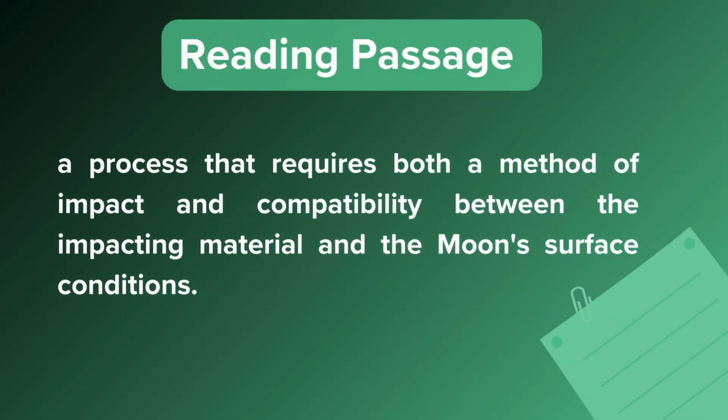Next, a process that requires both the method of impact and compatibility between the impacting material and the moon's surface. A total mouthful, but again, I'm visualizing those craters, and something has to be causing those craters to happen. And whatever that something is, it has to make it so that there's a dent on the moon's surface. Okay, done with that paragraph.